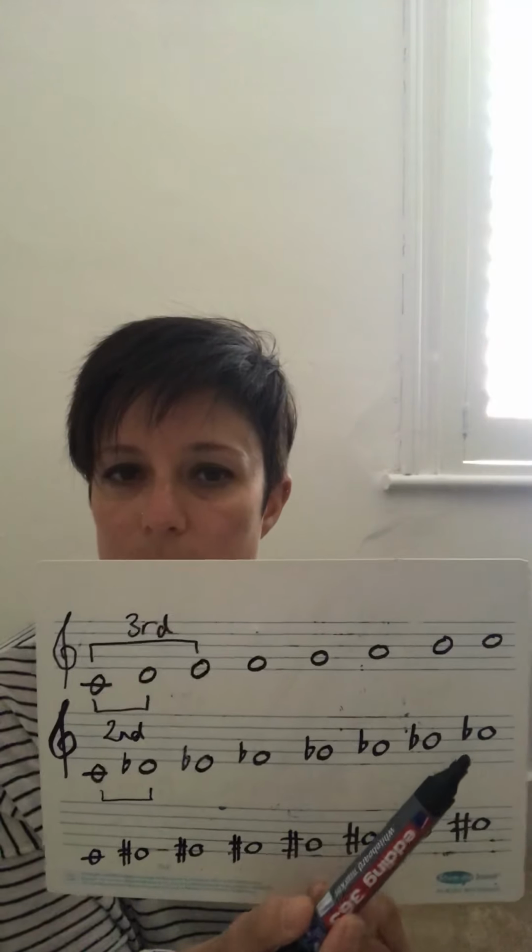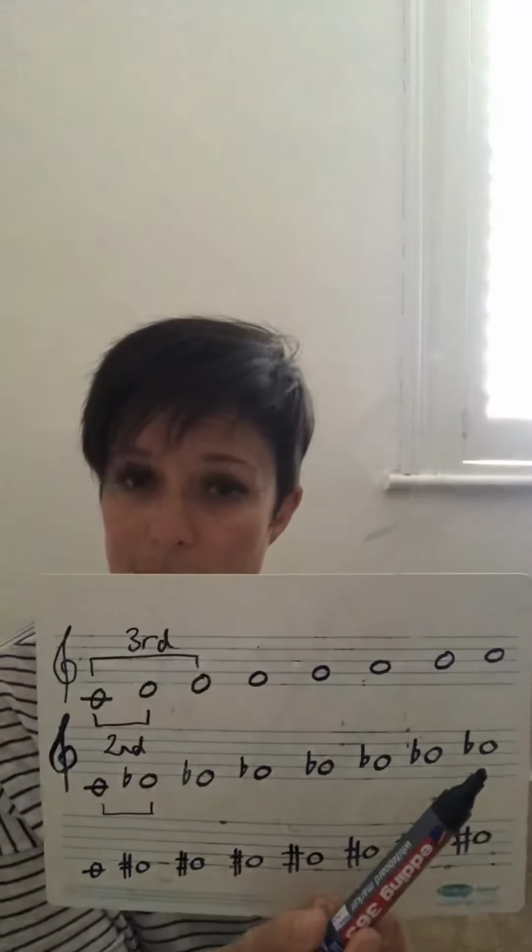Okay, same applies with the perfect octave C to C being flattened to a C flat. C flat is actually B, so you might say, well, that's a major seventh.